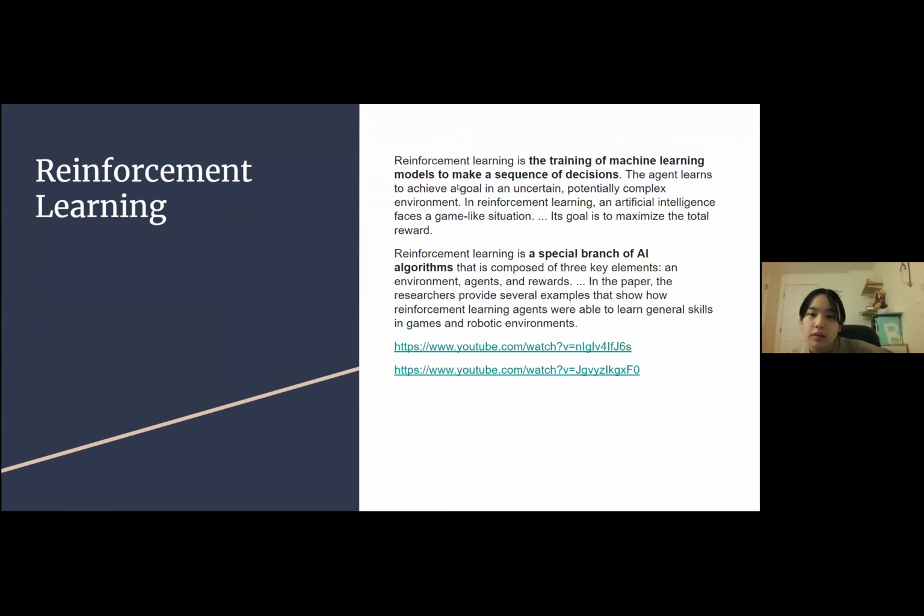So reinforcement learning is the training of machine learning models to make a sequence of decisions. The agent learns to achieve a goal in an uncertain, potentially complex environment. In reinforcement learning, an artificial intelligence faces a game-like situation. Its goal is to maximize the total reward. Reinforcement learning is a special branch of AI algorithms that is composed of three key elements: an environment, agents, and rewards. In the paper, the researchers provide several examples that show how reinforcement learning agents were able to learn general skills in games and robotic environments.